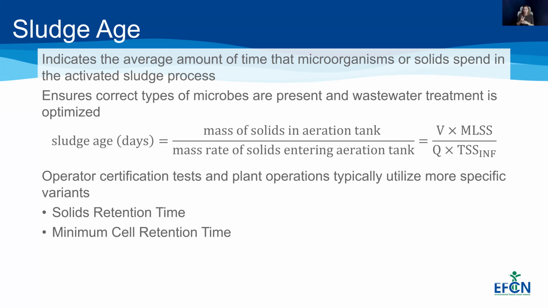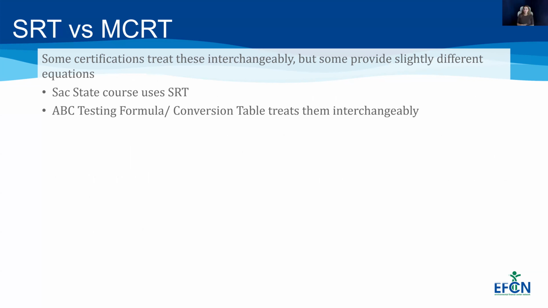Operator certification tests and plants can typically use a couple different versions of this. You may see your SRT, which is solids retention time, or your mean cell retention time, which will be signified by MCRT. Now, a lot of these tests may use them interchangeably. However, the Sac State course may typically just use SRT, and they can give just slightly different versions of the equation.